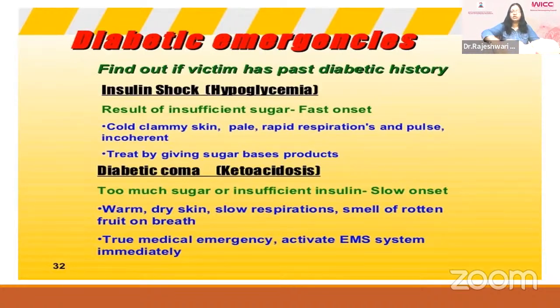And if there is ketoacidosis, from too much sugar or insufficient insulin, the onset is usually very slow. You have to observe whether there is warm, dry skin and very slow respiration, and the typical smell of the ketoacidic patient is fruit-like breath. From that, one can understand ketoacidosis, diabetic coma. We are going into diabetic coma. The person faints and then slowly goes into a coma.